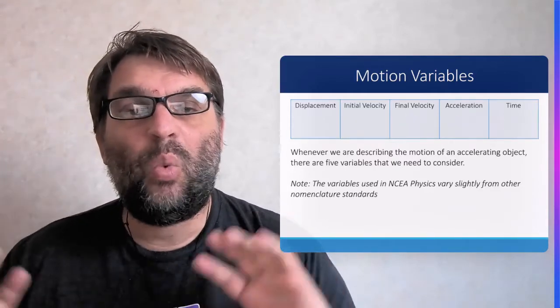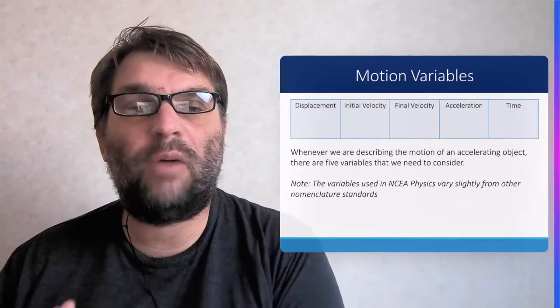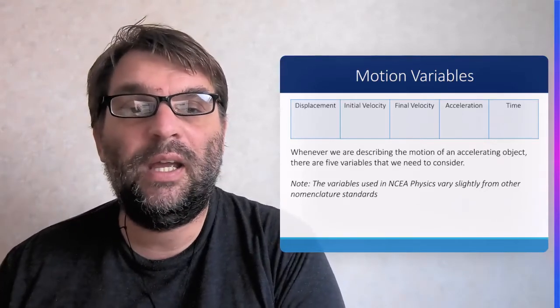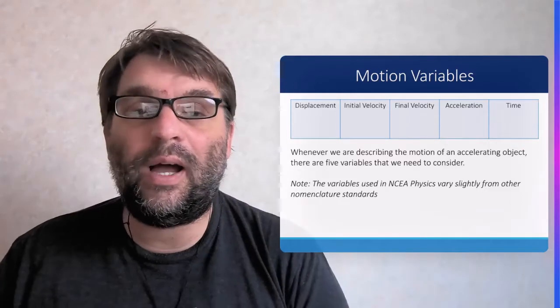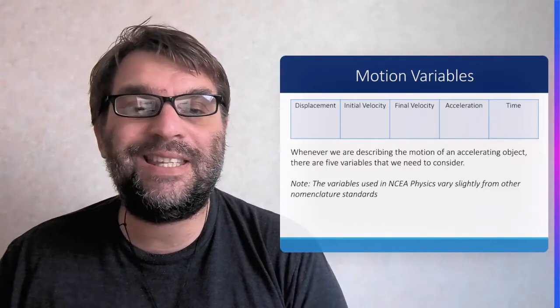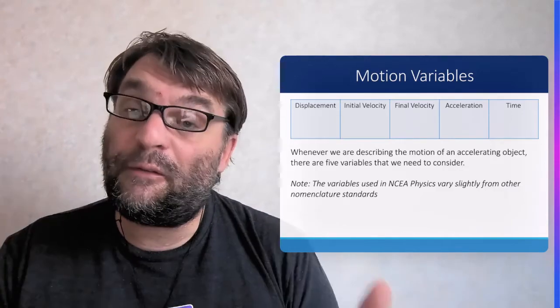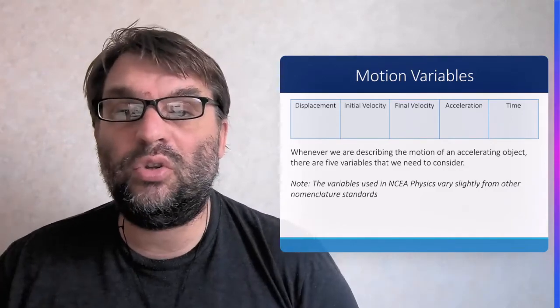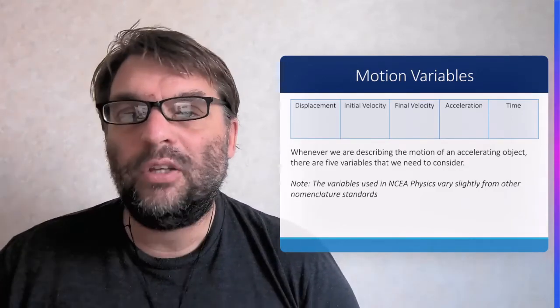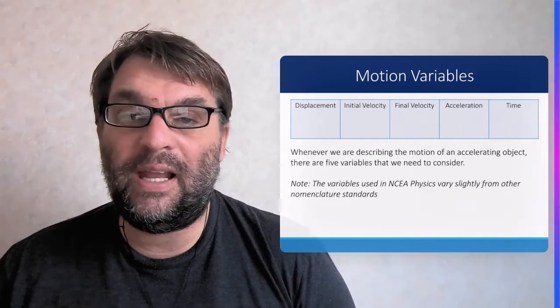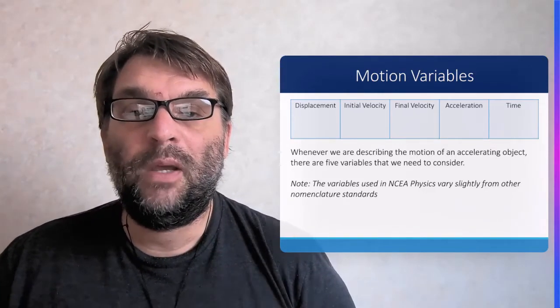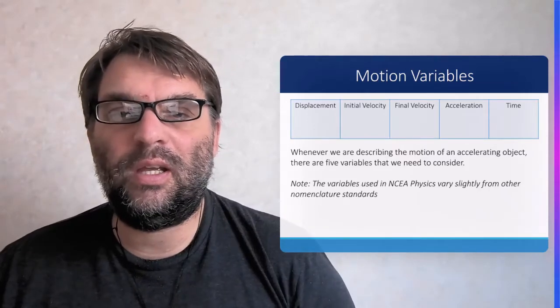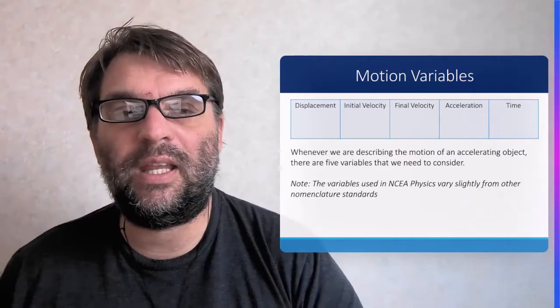We're going to be using those 5 variables to describe the motion of an accelerating object. I'll point out, though, that the variables used in NCEA physics are slightly different to those used in other curricula. So if you're doing revision and you're looking at, say, A-level or IB questions or IGCSE questions, be aware that the nomenclature, or the use of those symbols, is slightly different.